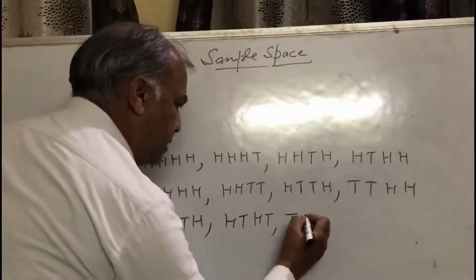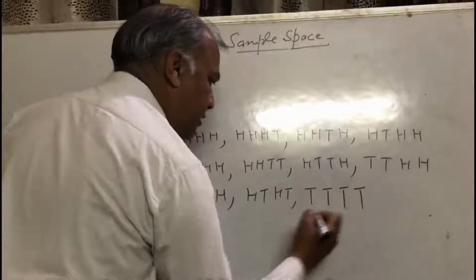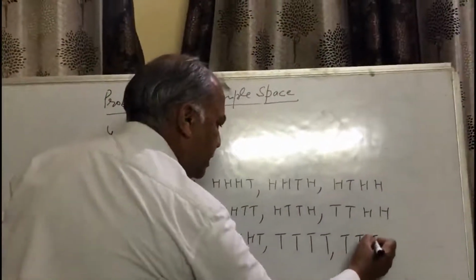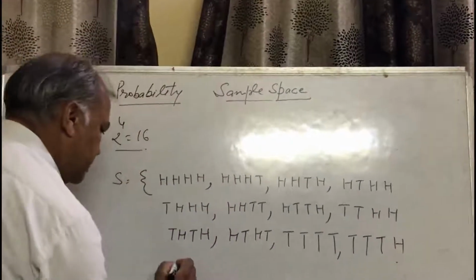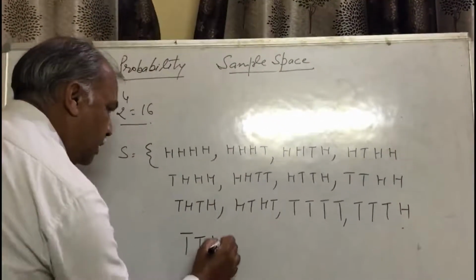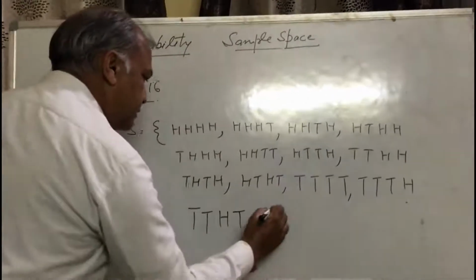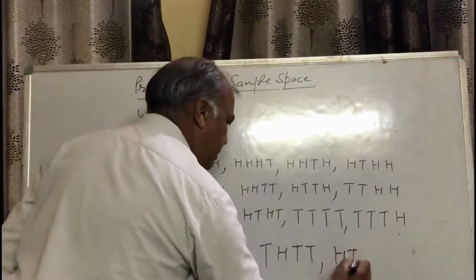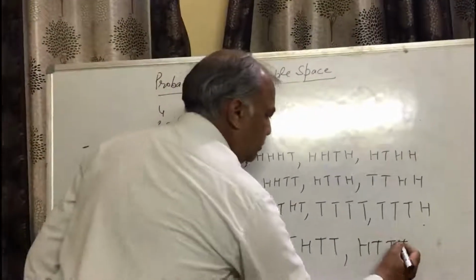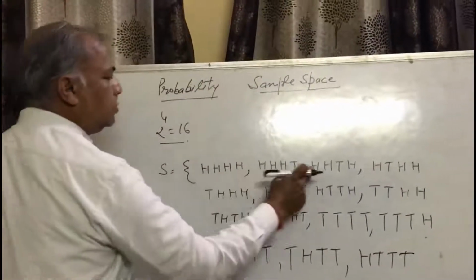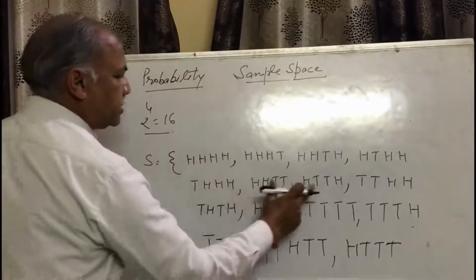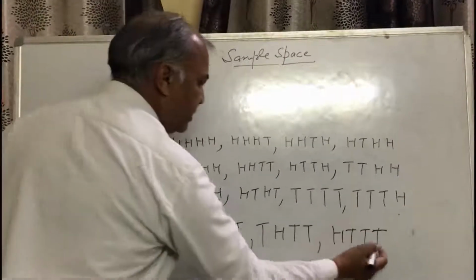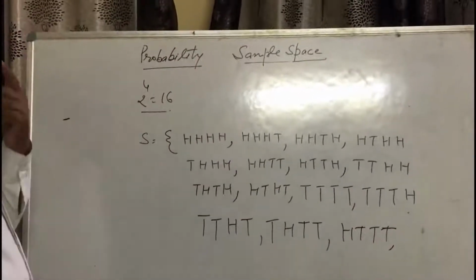Now begin with the tail elements. Tail, tail, tail, tail, all the 4 tails. Then tail, tail, tail, head. Then tail, tail, head, tail. Then tail, head, tail, tail. Head, tail, tail, tail. Count down the cases. 1, 2, 3, 4, 5, 6, 7, 8, 9, 10, 11, 12, 13, 14, 15 and 1 is remaining.